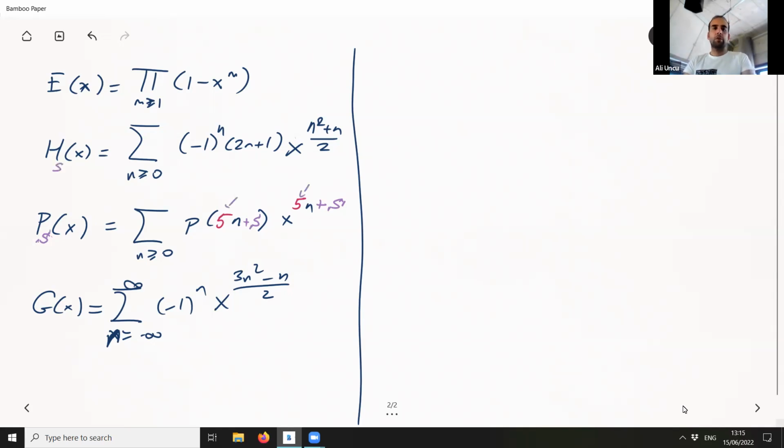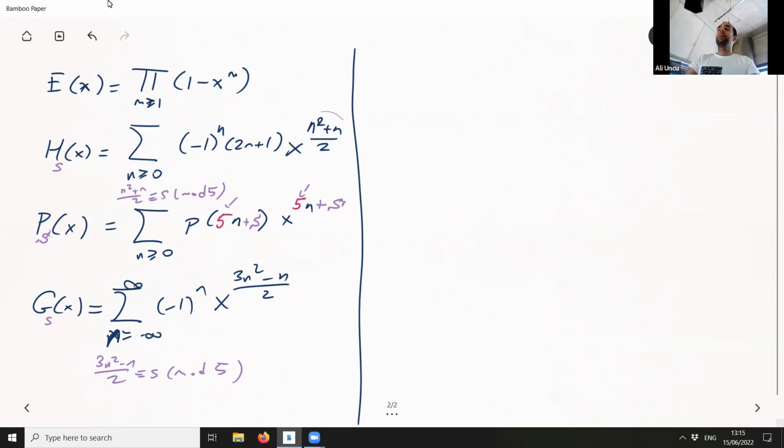Let's do the same thing here too. So H_s: we want to split things. It is the same deal, but now I want this triangular number, n squared plus n divided by 2, to be congruent to s modulo 5. So I'm making a dissection into 5 pieces. When you sum them up, it becomes the original full function. And here as well, G_s, same deal: take this exponent, 3n squared minus n divided by 2, congruent to s modulo 5.